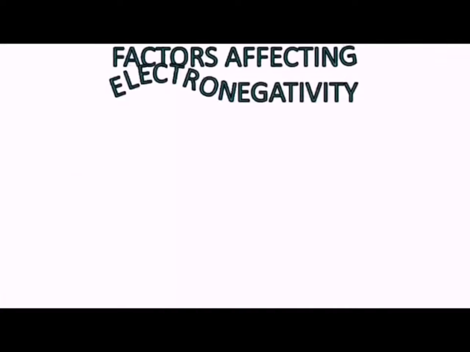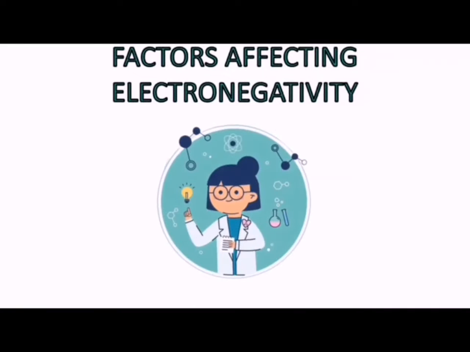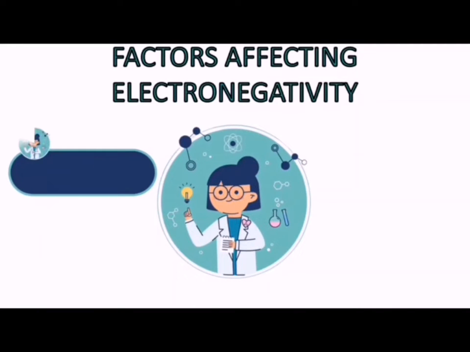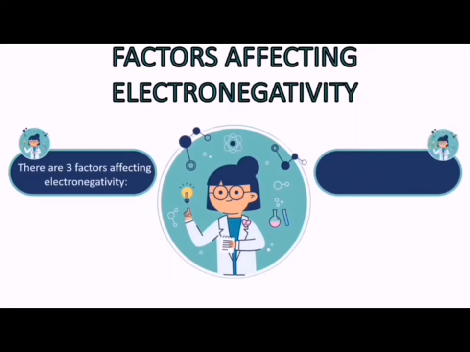Moving on, factors affecting electronegativity. There are three factors affecting electronegativity. First, effect of substituent. The electronegativity of an atom depends upon the nature of the substituent attached to that atom. The difference in electronegativity of an atom caused by substituents results in different chemical behavior of that atom.